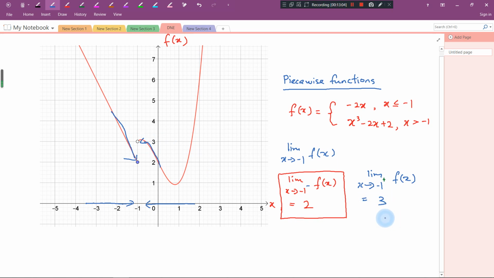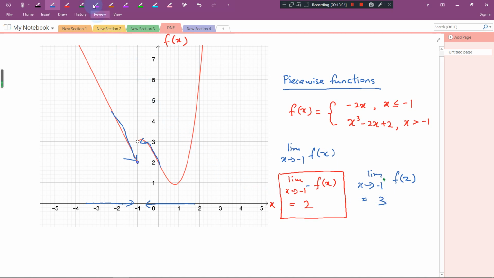In this case, you will notice that the left hand limit, or left sided limit, and the right sided limit are different. When x approaches -1 from both sides, the value of f of x approaches a different value. The left hand limit, or left sided limit, is equal to 2. The right sided limit, or right hand limit, is equal to 3.